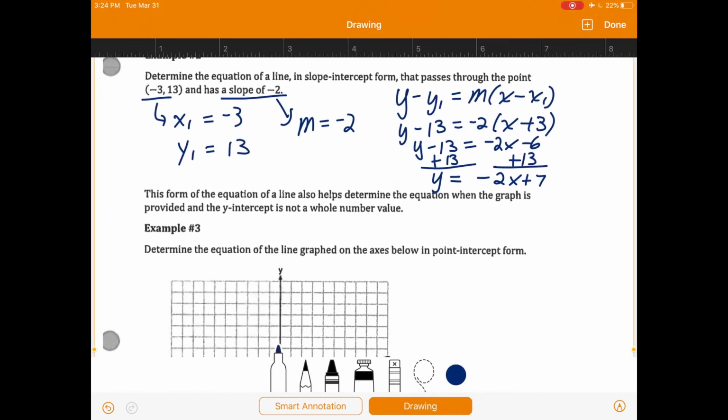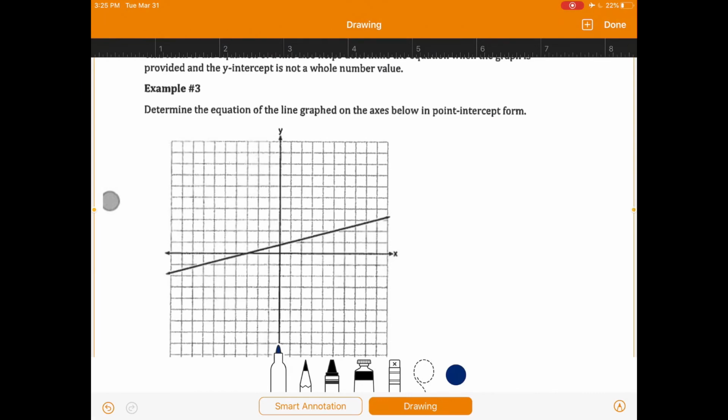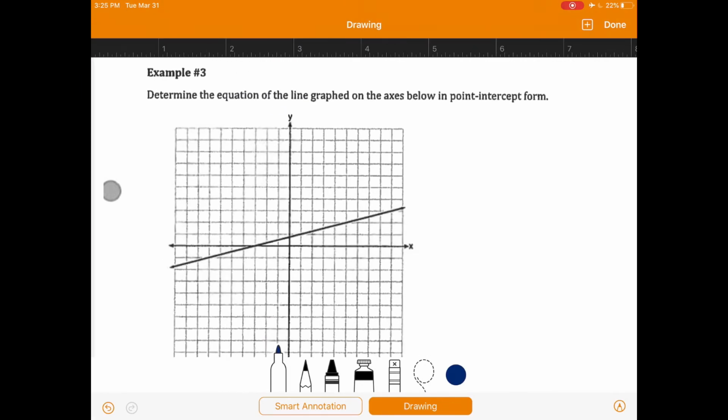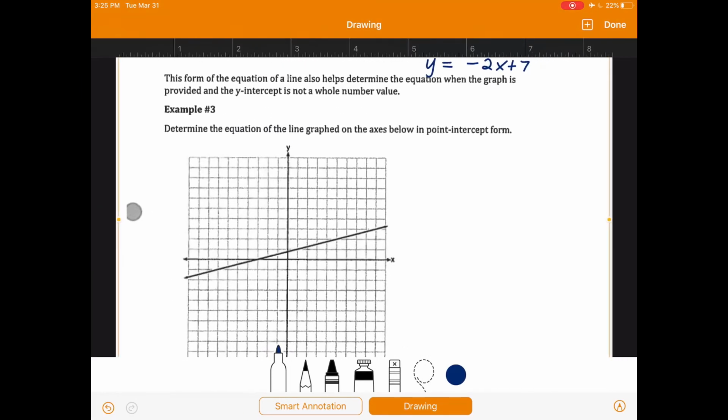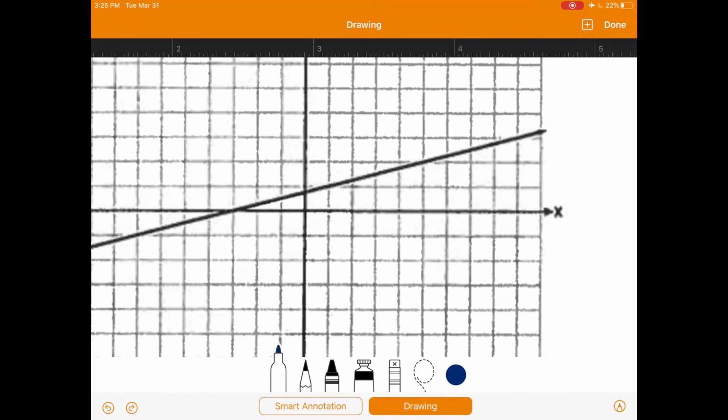Okay, so this isn't the only way we can use this formula. It also helps to determine the equation when the graph is given and they only tell you the y-intercept. So for this, so let's see. Oh, sorry. It says when the y-intercept is not a whole number value. So if you look really closely at this, see how the y-intercept isn't quite at 1? So it's not really the nicest thing ever on here.